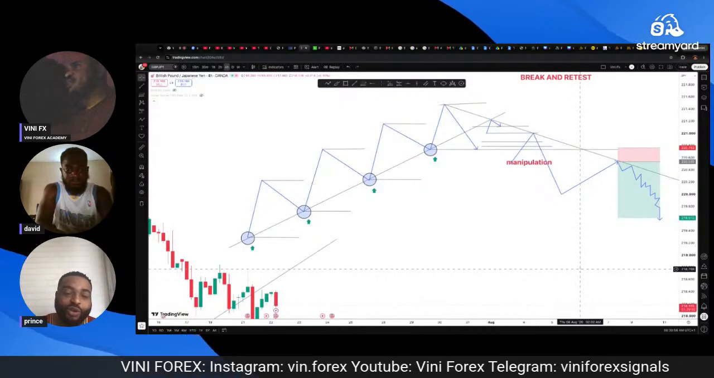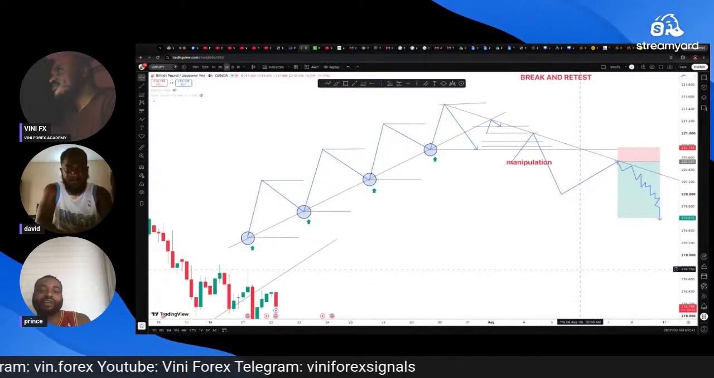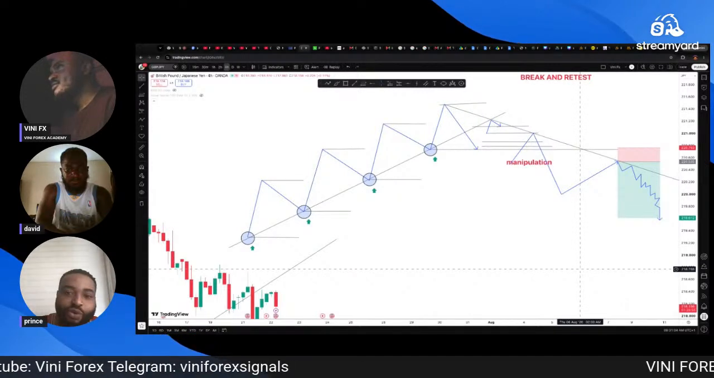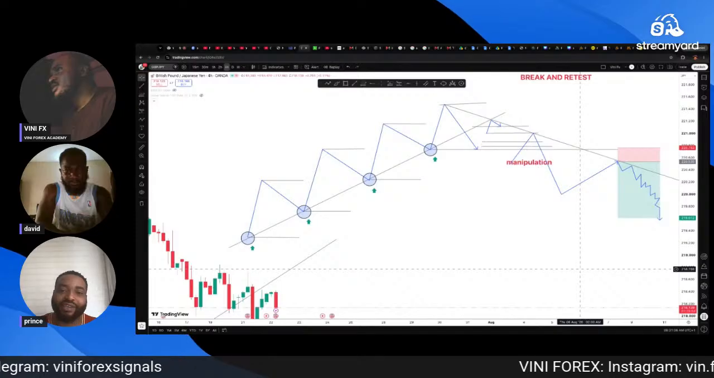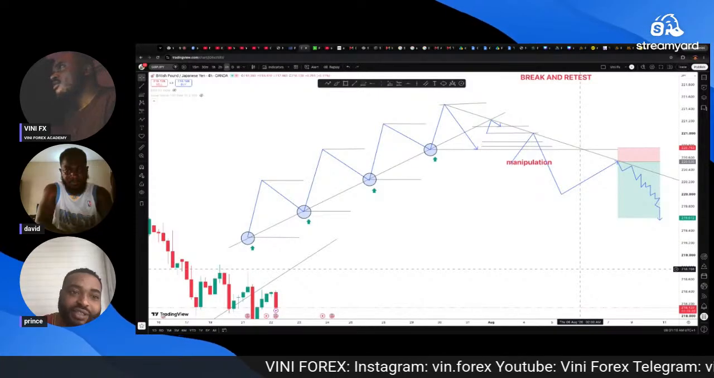Okay, I have to explain. Yes, I have to wait because the market structure has changed. I have to wait to confirm that the downtrend has been confirmed before joining the selling.